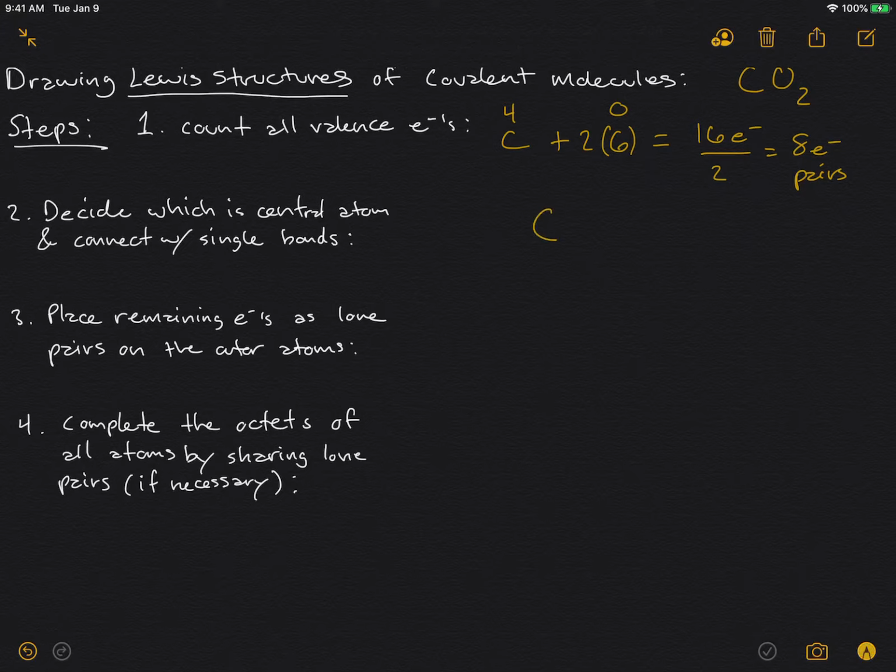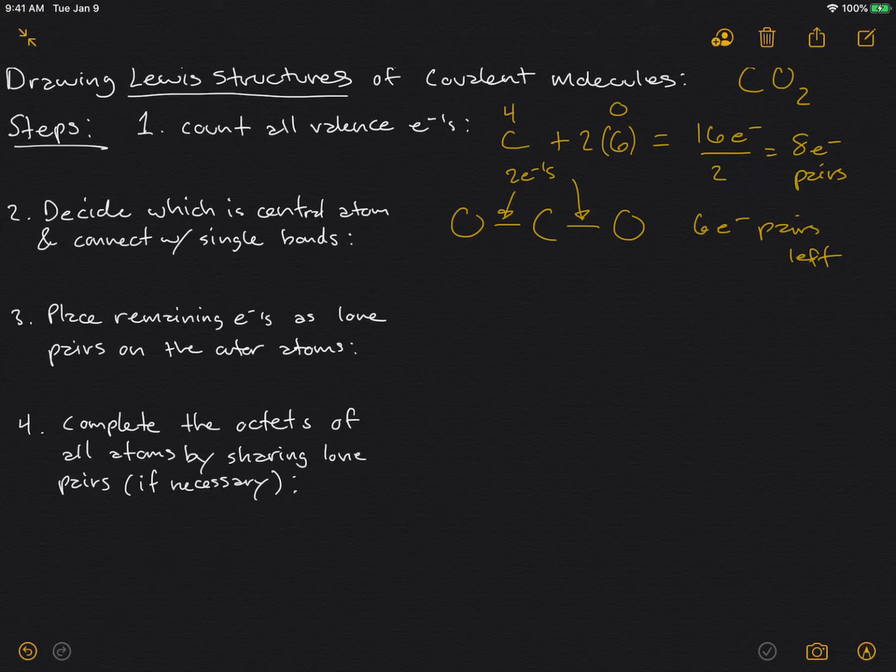In this molecule, carbon is going to be the central atom. So we'll place that in the middle, and then oxygen is called the outer atoms. And we'll connect these by single bonds. Each single bond is 2 electrons. So those single lines representing single bonds are 2 electrons each. One thing that we should do is count up the remaining electron pairs. We've used 2 electron pairs, so we have 6 electron pairs left over.